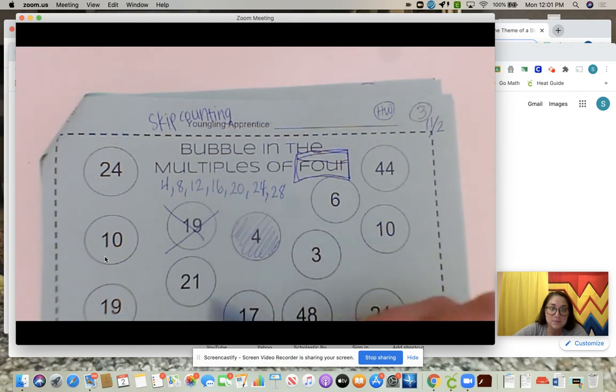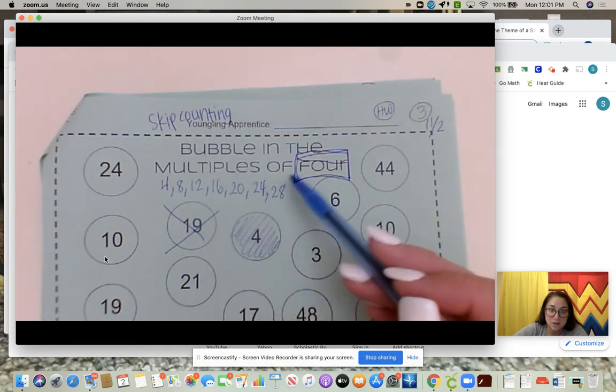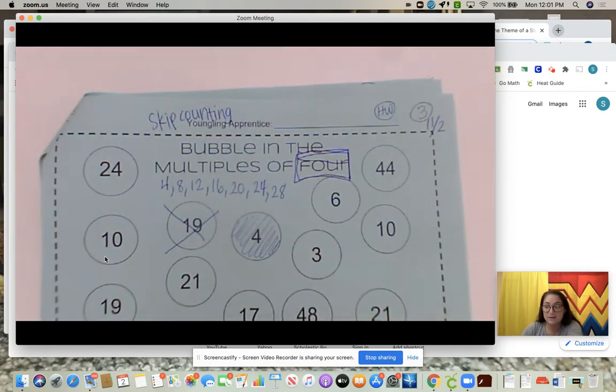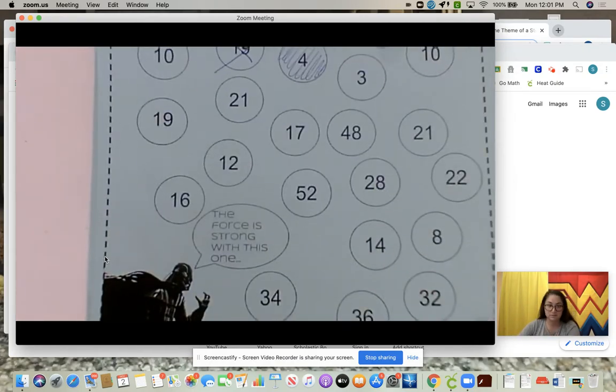19. Nope, we skip over 19. So 19 is not a multiple of 4. You're going to do that. You're skip counting for the rest of our bubbles.